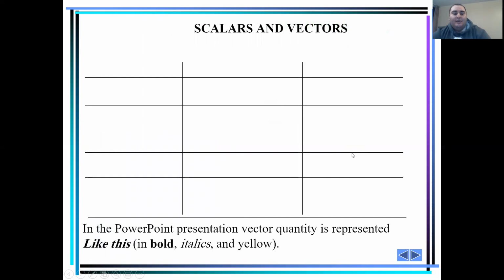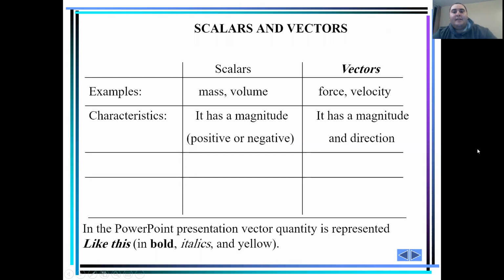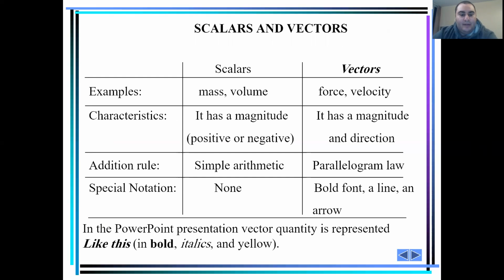So, first of all, I'd like to share the difference between scalars and vectors. Examples of scalars are the mass and the volume, and examples of vectors are the force and velocity. The characteristic of scalars is that they have a magnitude only, either positive or negative. As for vectors, they have a magnitude and direction. Now, an additional rule: scalars are simply added together by arithmetic, and the addition of vectors requires the parallelogram law.